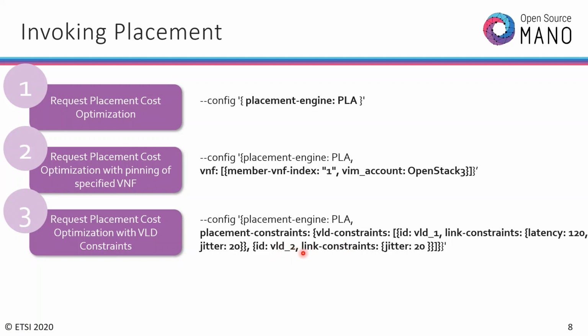For this other link in this example, there are no latency constraints for some reason, but we want to have a jitter constraint because it will not work unless we have that kind of characteristics fulfilled.